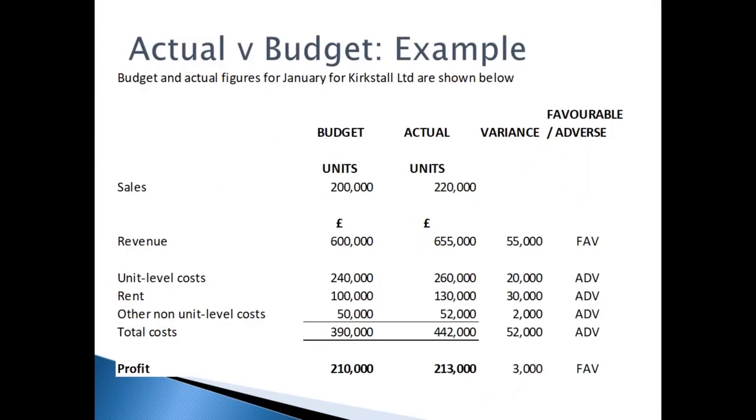So here's an example of that. Kirkstall Limited, the budget figures on the left, the actual figures in the middle, and the variances on the right. Looking at the bottom there, we can see that profit is up. So that's good. Although just looking down the column on the right, we can see there's a large adverse variance on rent. So that might be a problem. And also the variance on unit level costs is also slightly worrying.